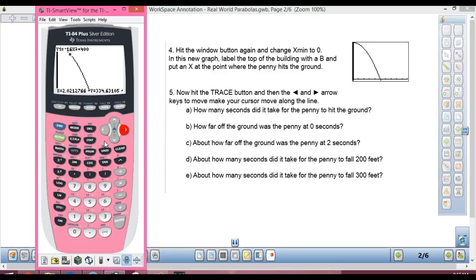Okay, then it says about how many seconds did it take the penny to fall 200 feet. Okay, so here's the deal. If it starts at 400 feet and it falls 200 feet, where's it going to be? Okay, and what's my halfway point going to be? 200, right? Because half of 400 is 200. And where is that going to be? So I'm going to find y, where y is what? 200. So let's go to where y is 200. It's about what? Okay, so yep, but they want to know how long did it take. So about 3.5 seconds.